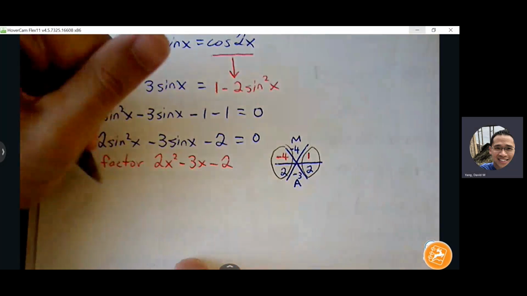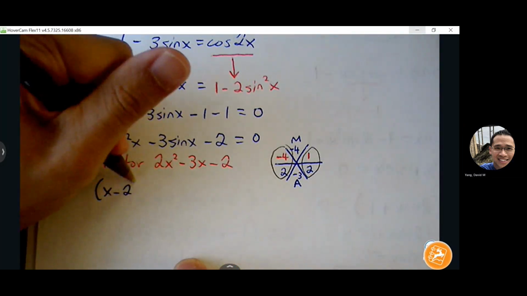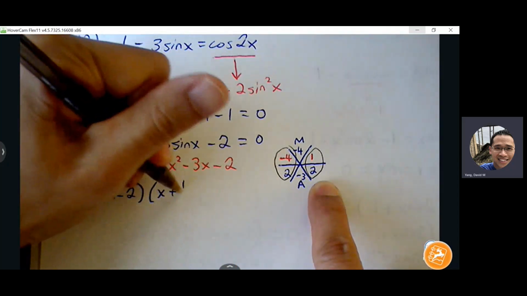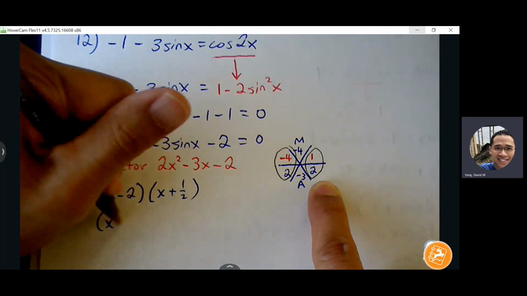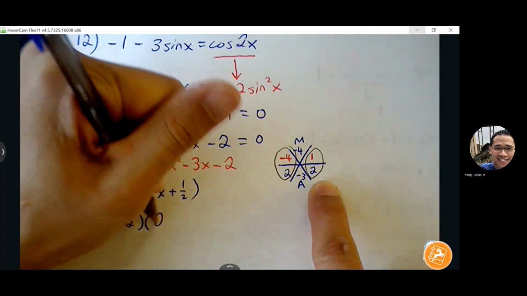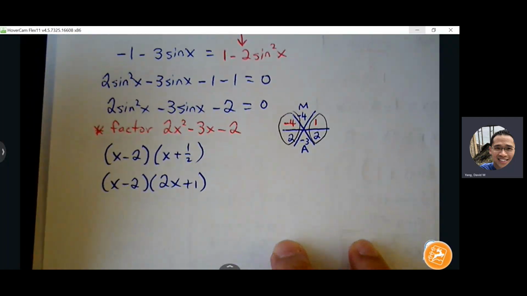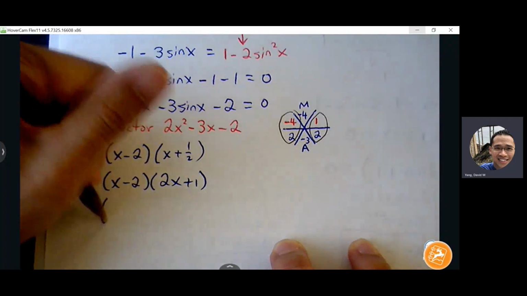Reduce the fraction if possible. 4/2 is 2. 1/2 doesn't reduce. I can pull that 2 out in front. Okay. Now that we've factored an easier problem, let's bring sine back in.